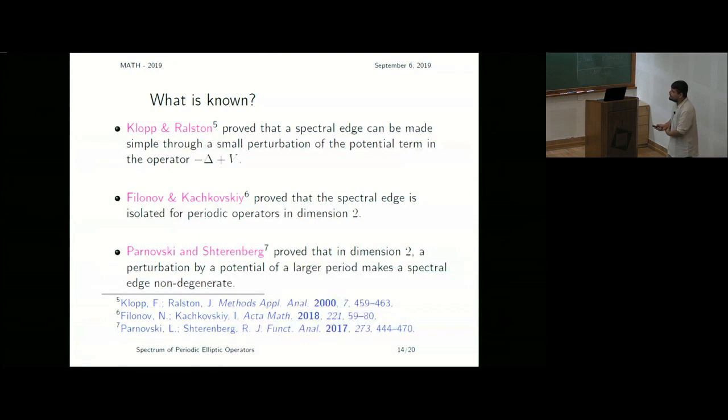Also, there is a result of Parnovski and Sobolev, who also proved in dimension 2 that if you have a Schrodinger operator of this kind, minus Laplacian plus V, and you do a perturbation in the potential, but with a larger period, then you can make the spectral edge non-degenerate, which means that you can make it strongly convex in the neighborhood of the spectral edge.